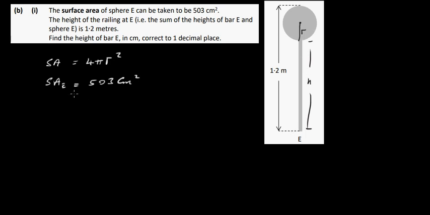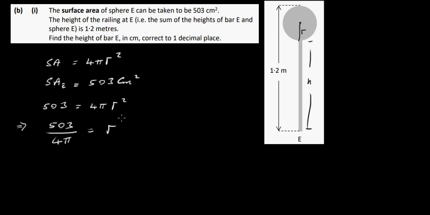So what have we got? We've got the surface area of this particular sphere. So we can just put that into our formula here. 503 is going to be equal to 4 pi times r squared. Now we have everything in this equation except for r, and that's exactly what we want to find. So r squared is just going to be 503 divided by 4 pi.